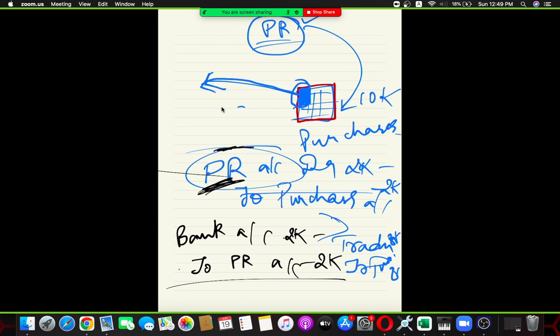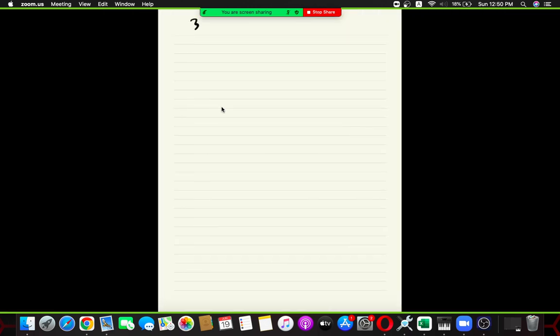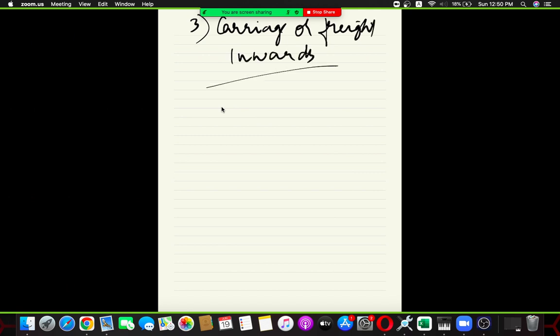So this is with respect to opening purchase and purchase return. Now let's move to the next one, which is very easy: carriage or freight inwards. Carriage or freight inwards. People, listen here. What is carriage or freight inwards?